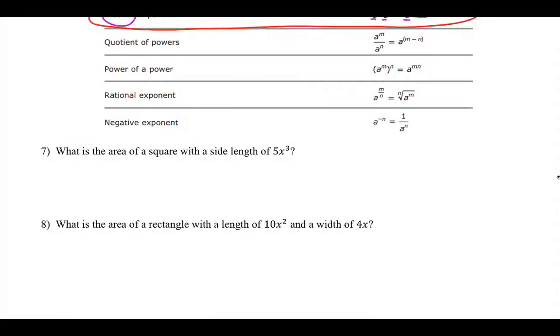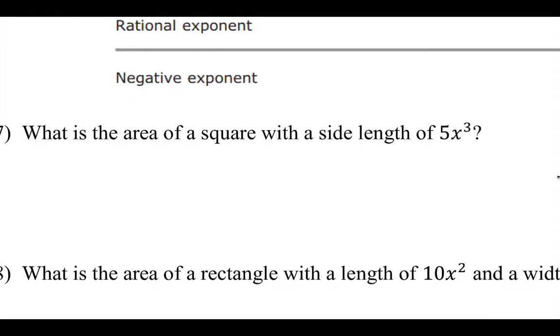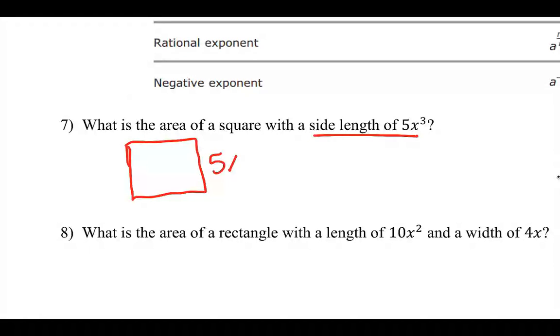Okay, so let's try a word problem here. What is the area of a square with a side length of 5x to the 3rd power? Again, Miss Miller is always going to do what first? Draw me a pretty picture. It's a square, so there's my pretty square. It's beautiful. And it gives me a side length of 5x cubed. What is special about a square? All sides are the same. So if this is 5x cubed, then this is 5x cubed. And guess what? This is 5x cubed, and this is 5x cubed. All the sides are the same.